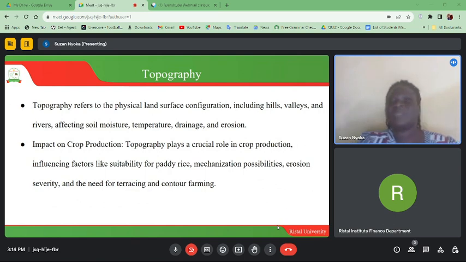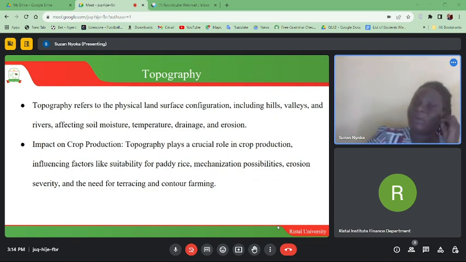Topography is just the physical land surface or physical landscape configuration, whether it's a hilly area, valley, river, and all that. It also has an impact on crop production because you will know what plant to grow in a specific region, like maybe in a hilly region, in a valley, and all that, or in a swampy region.